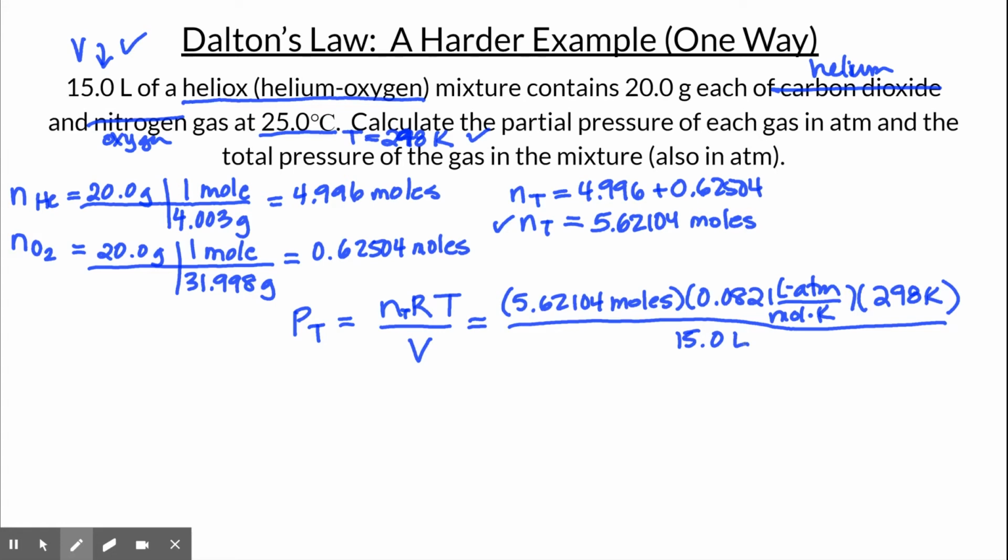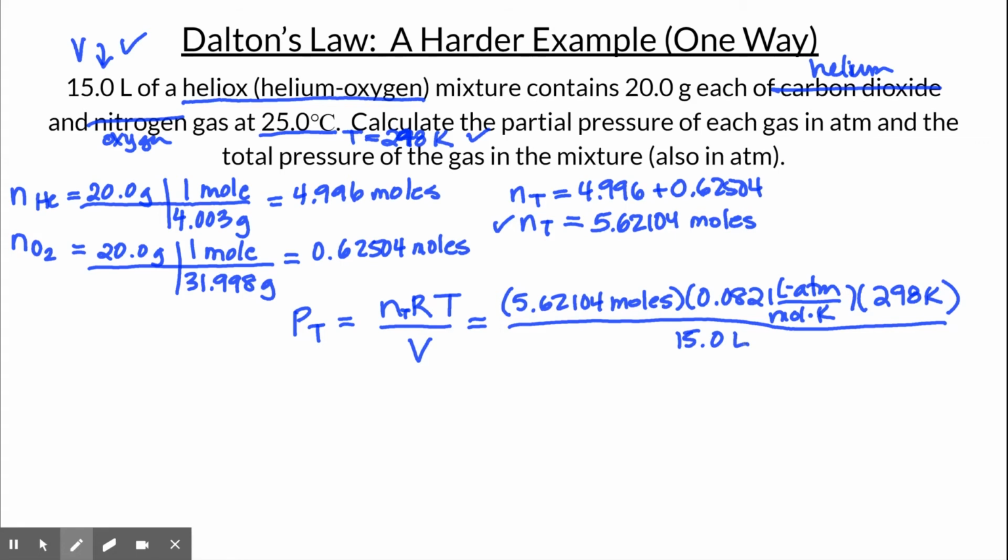The volume of the mixture is 15 liters, but so is the volume of the helium on its own and the volume of the oxygen on its own. So each of those individual volumes is still 15 liters. That's because gases fill their containers. However, that does not mean the individual pressures of each of the components in the tank is the same as the total pressure, because it's not. It has to do with the number of moles.